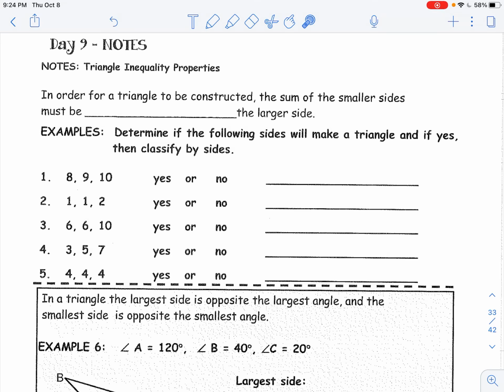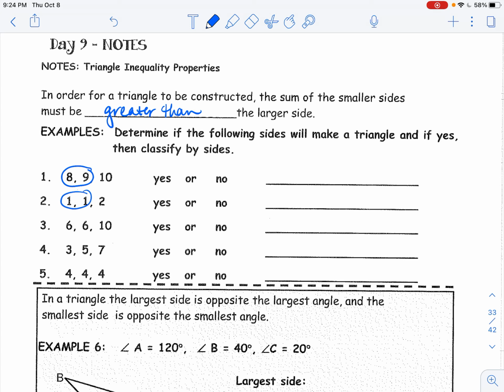In this video, let's talk about triangle inequality properties. In order for a triangle to be constructed, the sum of the smaller sides must be greater than the larger side. So let's look at some examples. Determine if the following sides will make a triangle, and if yes, then let's classify by sides.